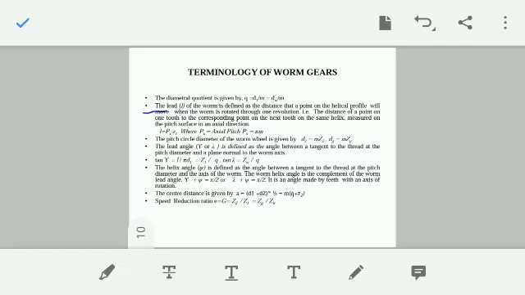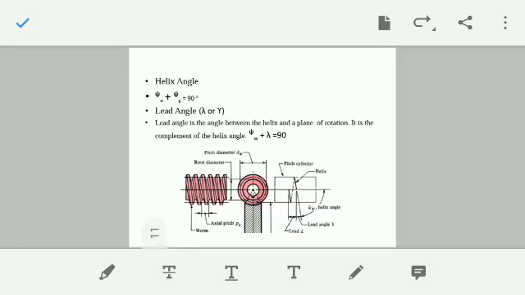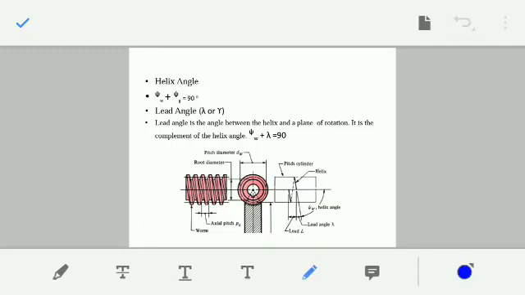For this also we have to go back to some figure. You see the figure. What is the lead angle? So here you can see the helix angle is shown here. This is the helix angle from the axis. The angle between that line and the perpendicular line, that is the lead angle.